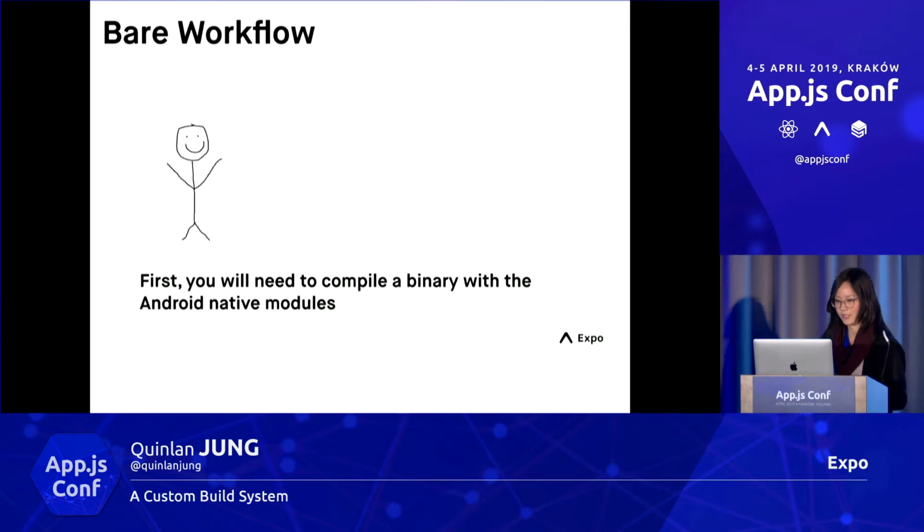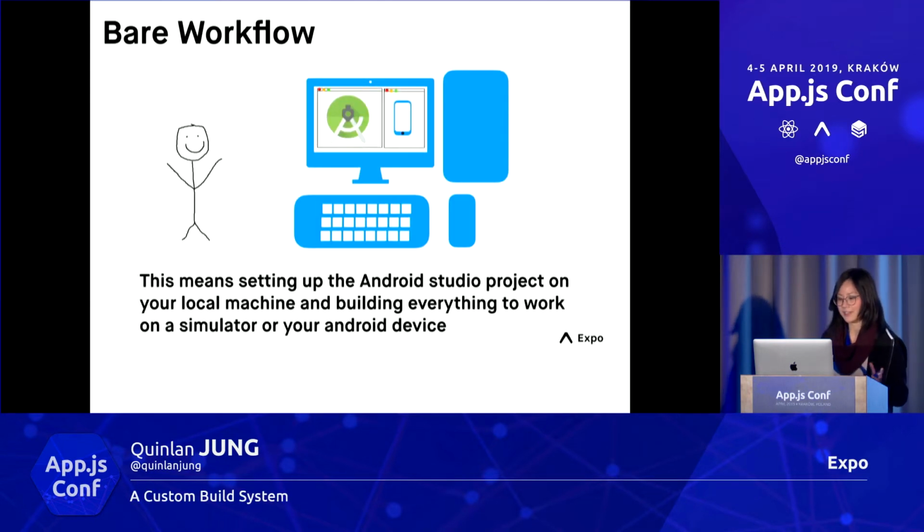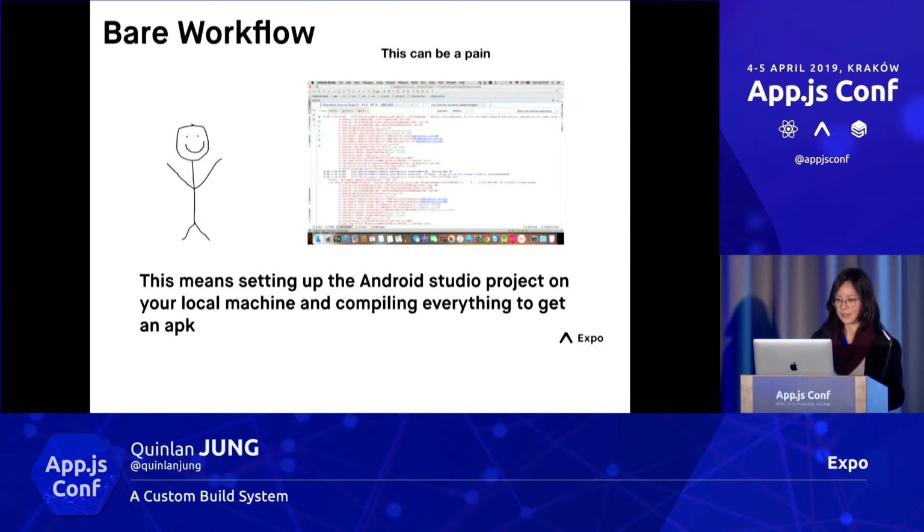All right. So let's go over what a bare workflow will look like. In order to test your in-app payment changes, first you need to compile a binary with the Android native modules. All right, so what this means is that you're going to have to set up an Android Studio project on your local machine. You have to build everything to work on your simulator or your Android device. All right, so often this can be a pain. It's like when you set up any new system, there's inevitably going to be errors.